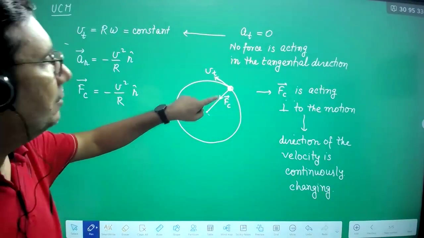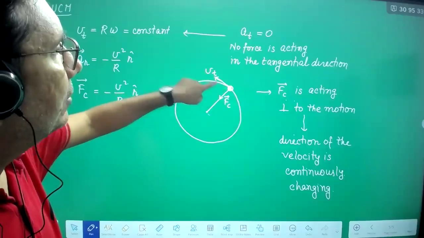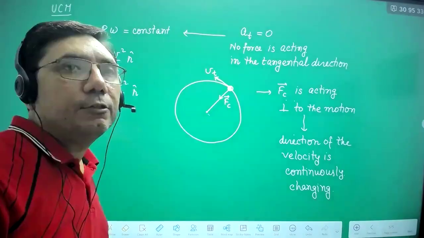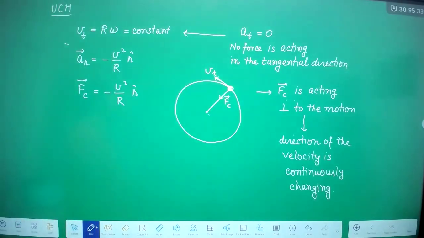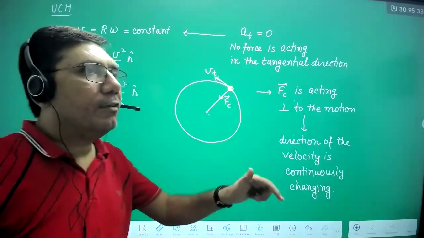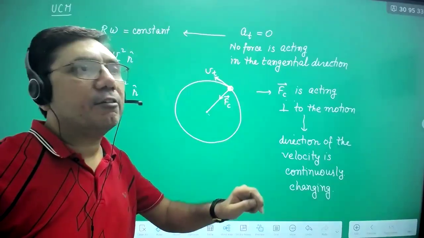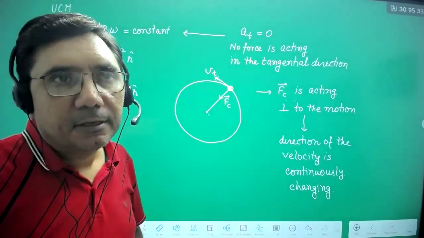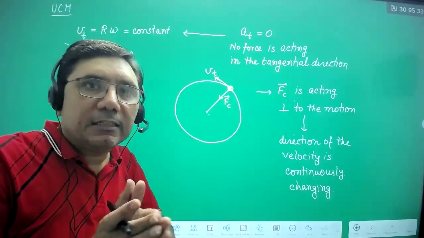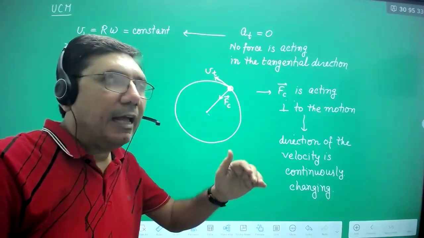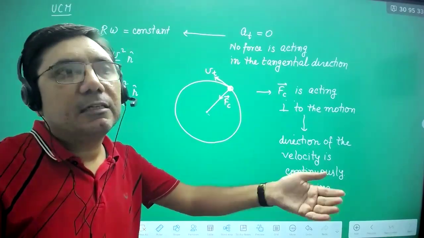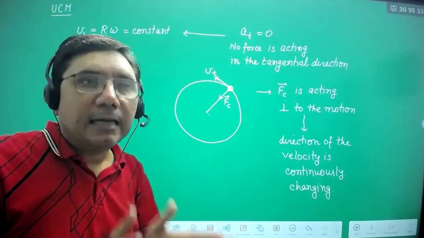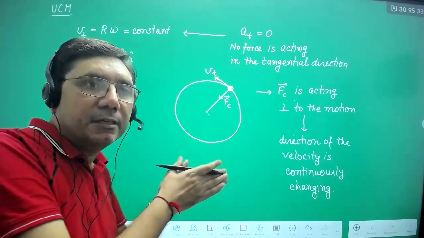Why is speed not changing? Because the motion is in the tangential direction and the force is perpendicular to it, so the magnitude of the velocity is not going to change. Magnitude will change only if a component of the force is acting in the direction of motion or opposite to it. If a component of the force is in the direction of the motion, velocity is going to increase. If it is opposite to the motion, then speed is going to decrease.